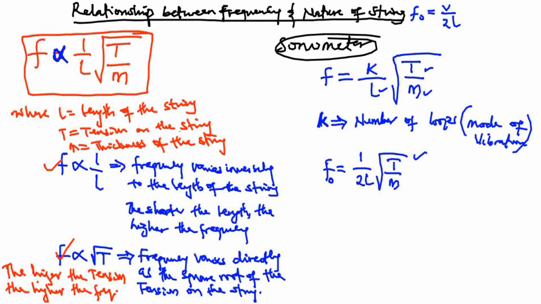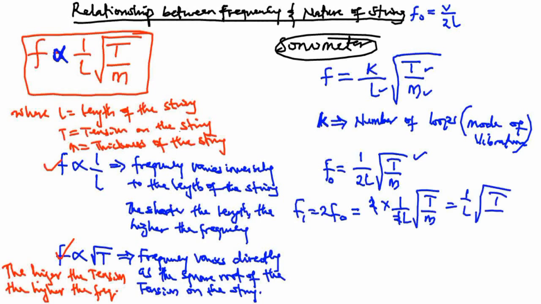Now the same rule applies going further. The first overtone is going to be an integer multiple, just 2 times the f naught. So f1 will be equal to 2 f naught, which is just like saying 1 over L, because you're now saying 2 times 1 over 2L, the square root of T over M, and 2 can go into 2. So we're having 1 over L, the square root of T over M.